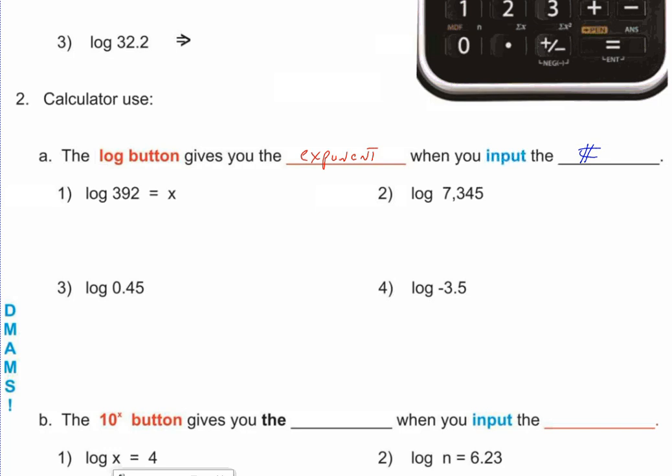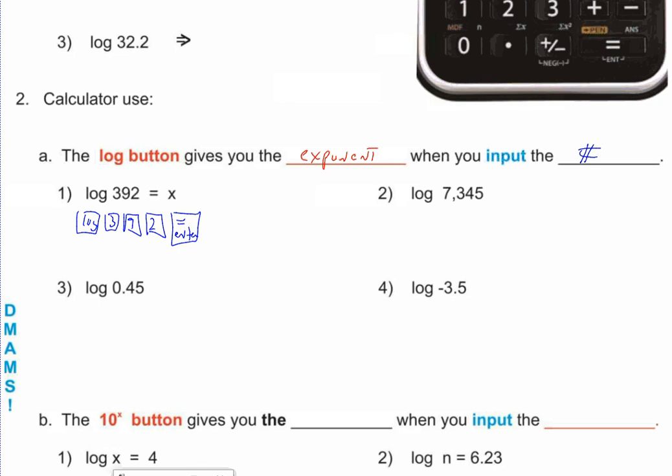So on the calculator, the log button gives you the exponent when you input the number, or the result. So log 392, you're basically going to input it depending on your calculator. On my calculator, I can push the log button first, and then the 3 button, the 9 button, and the 2 button. And in some calculators, you have to hit equal or enter.